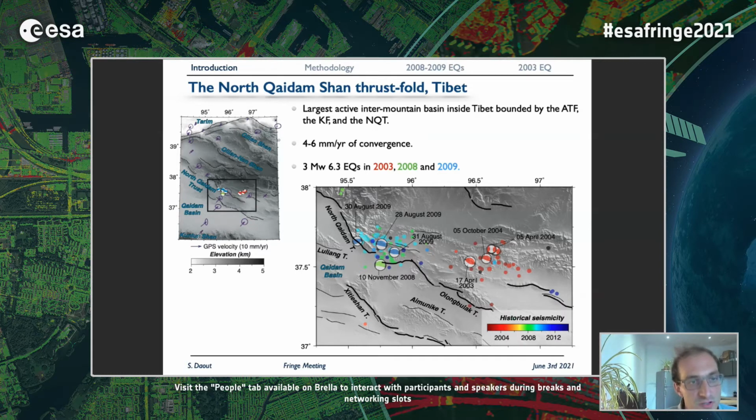And the region has experienced active seismicity these last decades, and more particularly in this area, where we experienced three magnitude 6 earthquakes. The first one in 2003, which is in red, followed by a sequence of magnitude 5 earthquakes in 2004. And then a magnitude 6 earthquake in 2008, and one in 2009, followed by 2 aftershocks.